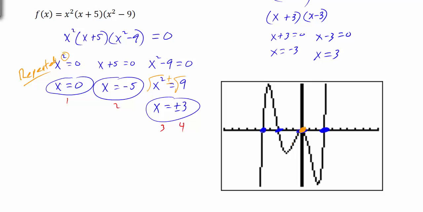That's why the graph goes up and comes back down. Notice it doesn't cross through the axis like it does at the other zeros. So here we technically have 5 zeros. It's just one is repeated here twice. So you have 1, 2, 3, 4, 5 zeros.